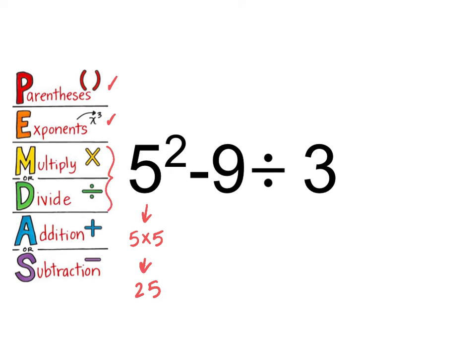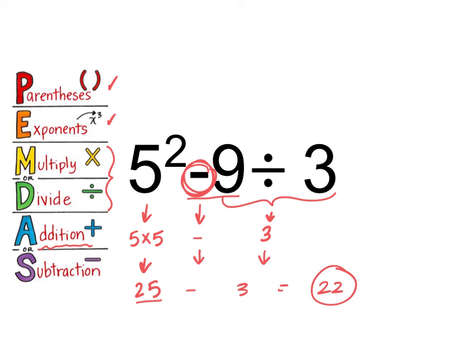Next, I need to do multiplication and division. I cannot do 25 minus 9 because in my order of operations, addition comes last. So right now, I need to do 9 divided by 3. How many 3's are there in 9? There are 3. And this symbol, my subtraction, that stays. I haven't used it yet, so it stays. So I'm going to bring this down. 25 minus 3 equals 22.